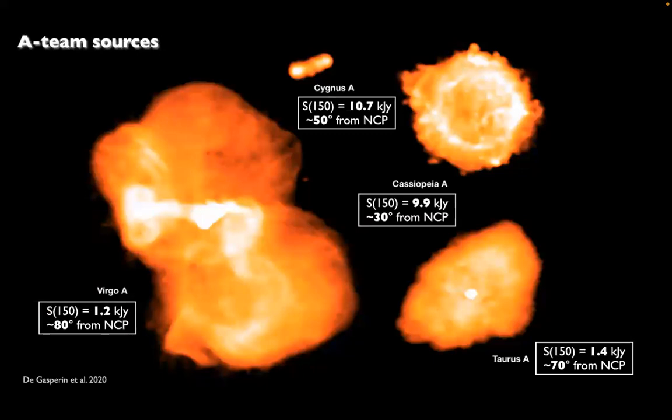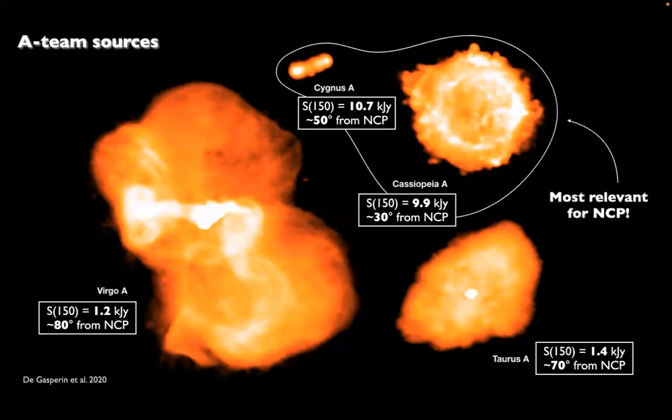And I'm talking mainly about A-team sources. At low radio frequencies, the A-team sources are quite famous because they are in the north sky. They are sources brighter than 1 kilojansky. And for the NCP field, the most important sources are Cygnus A and Cas A.